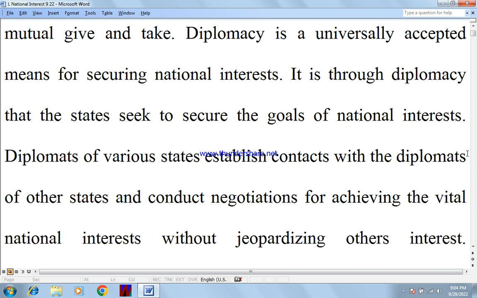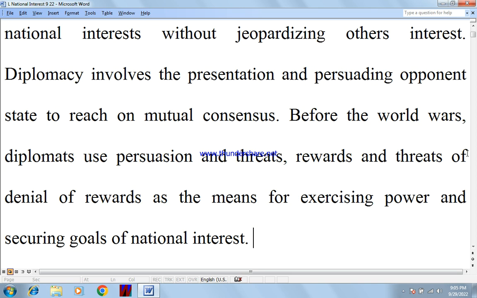Diplomacy is a universally accepted means for securing national interest. It is through diplomacy that the states seek to secure the goals of national interest. Diplomats of various states establish contacts with the diplomats of other states and conduct negotiations for achieving the national interest without jeopardizing others' interest. Diplomacy involves the presentation and persuading of the opponent state to reach a mutual consensus.